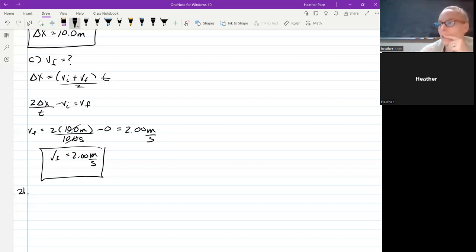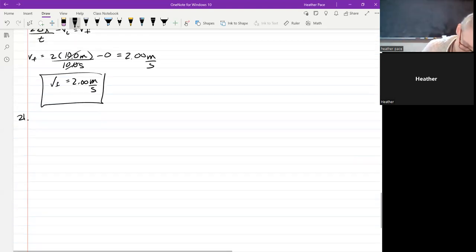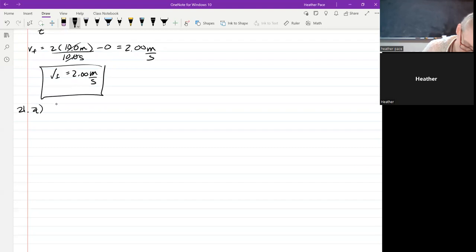21 says, a car of mass 875 kilograms is traveling 30 meters per second when the driver applies the brakes, which lock the wheels. The car skids for 5.60 seconds in the x direction, coming to a rest. What is the car's acceleration? All right, so A tells us we're looking for a.